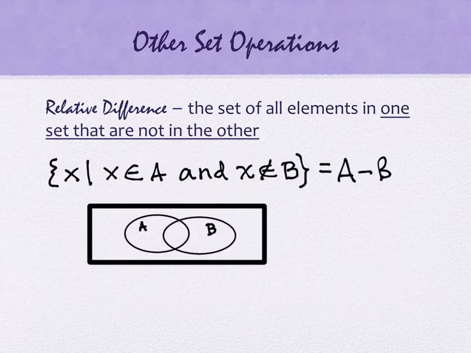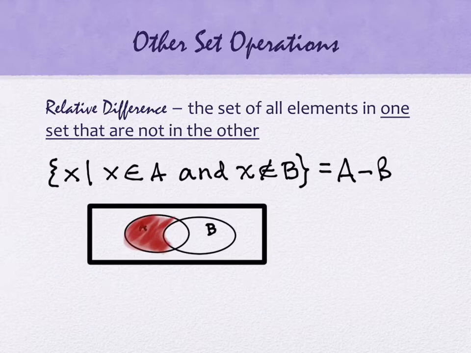And then relative difference is our last one. Relative difference should be everything in A that's not in B. What's that going to look like visually? It's going to look kind of like the moon as it begins to wane. So it's going to look like the part of A that doesn't overlap B. This piece over here would be A minus B, the relative difference of A and B. And we can do the same thing with B minus A. It'd be the other part over here on the side.